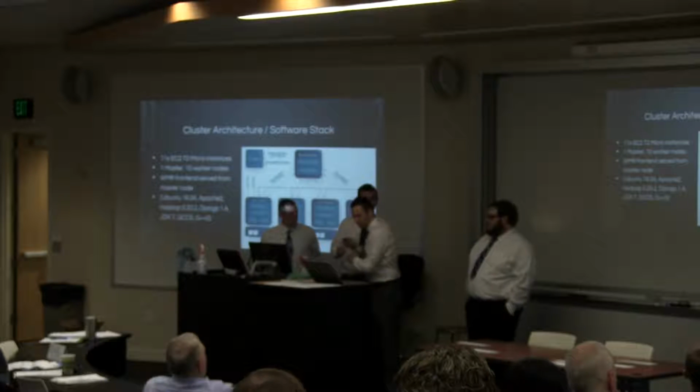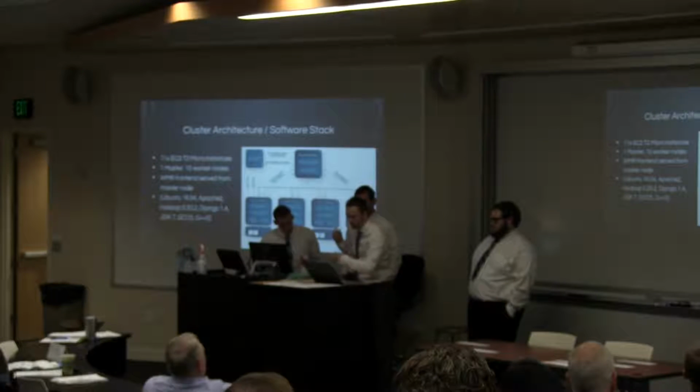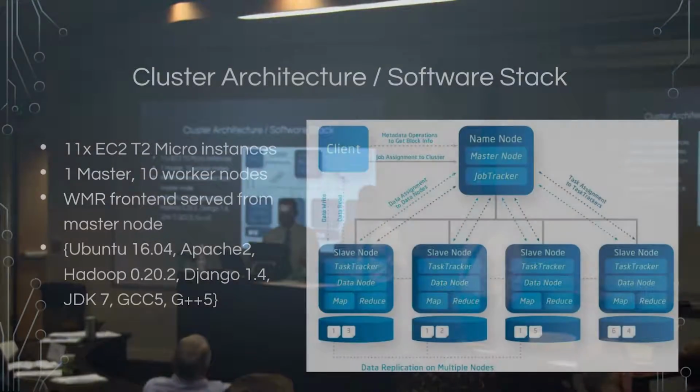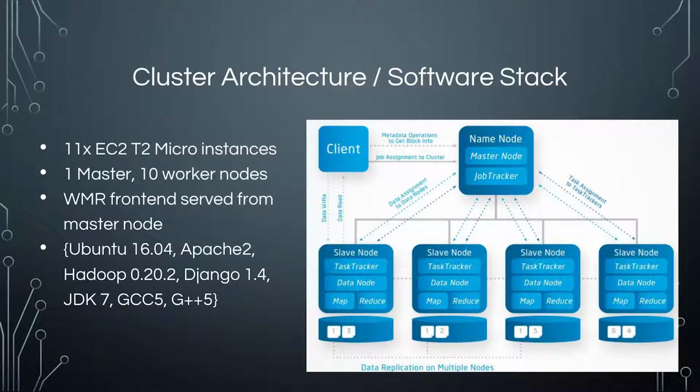So that is the front end. What does the back end, or the actual distributed system, look like? The architecture: we used Amazon Web Services and hosted it in the cloud. We used 11 Elastic Compute instances. So our cluster is set up with 1 master node and 10 worker nodes.